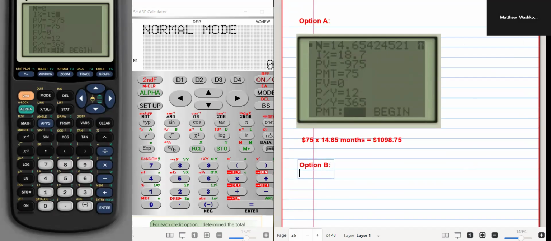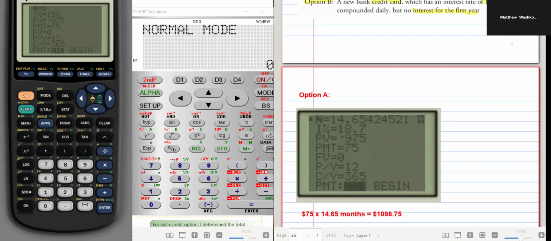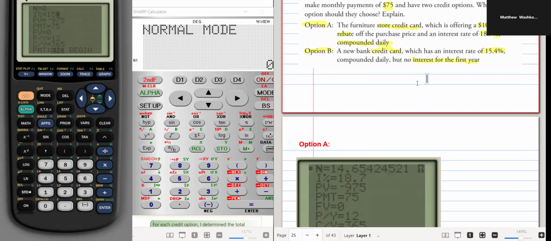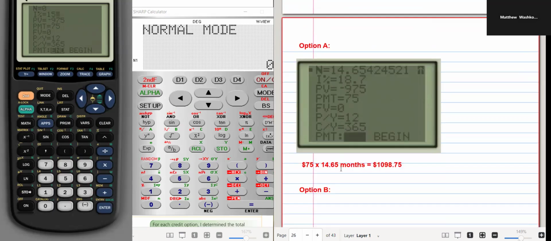For option B, my present value isn't as important in this instance. I want you to think, well, it's not accumulating interest for the first year. So my present value starts at the $1,075 minus 12 months of payments, right? So I have to figure that out first. Option B is a full $1,075, but I'm taking away a year of payments, right?